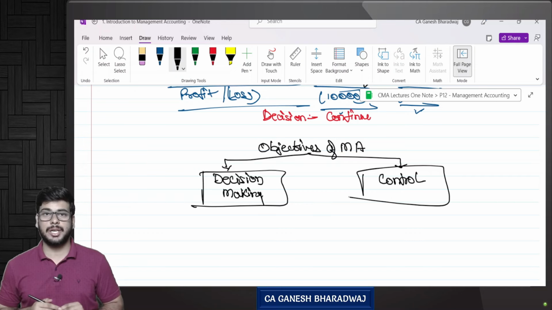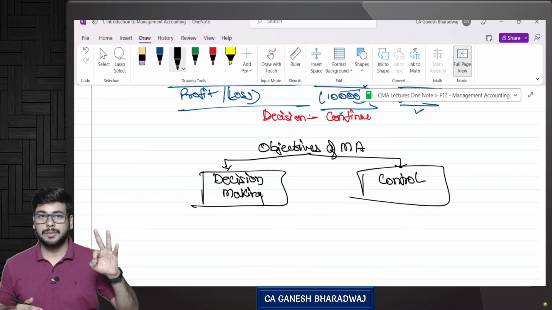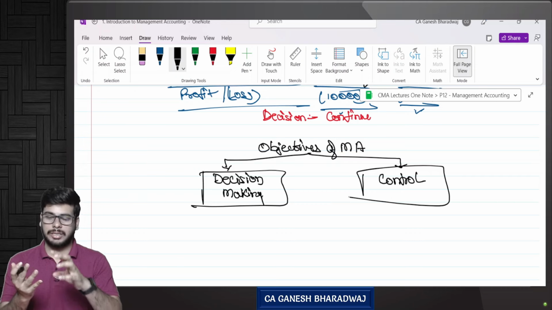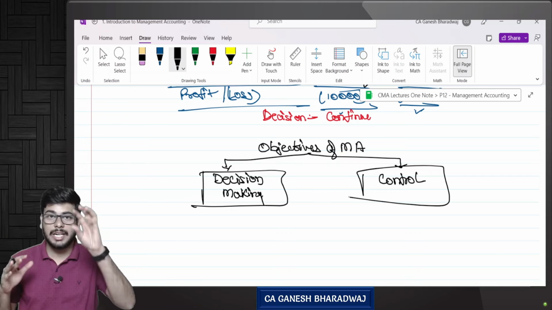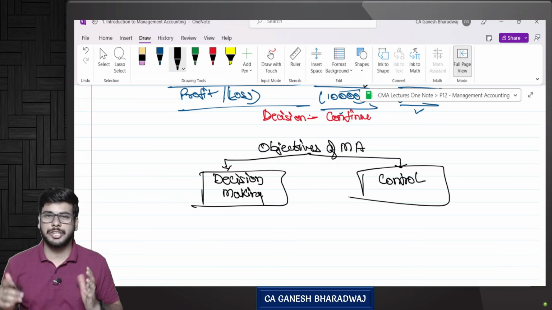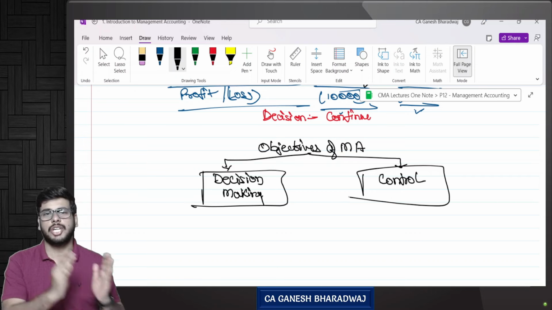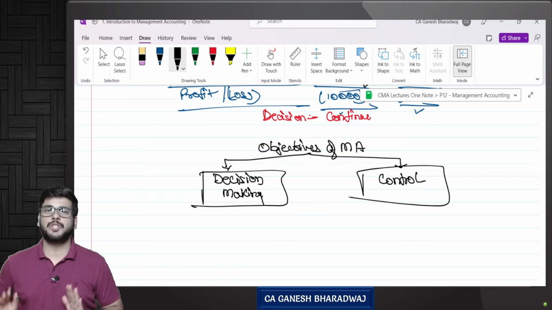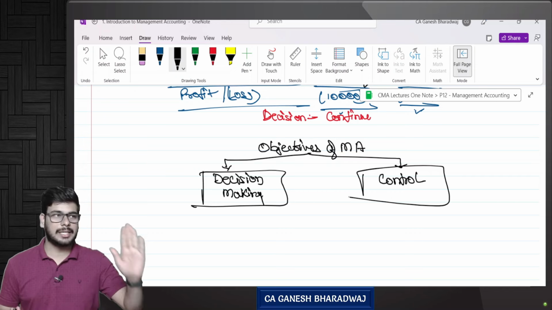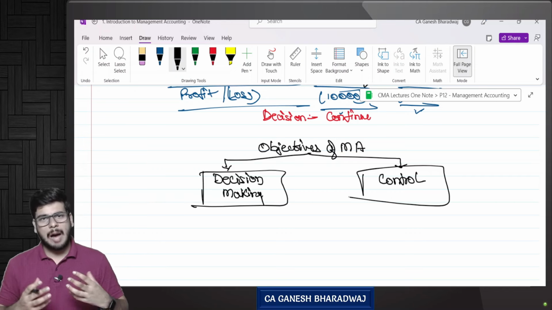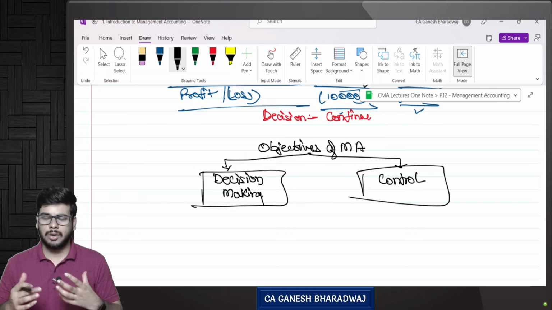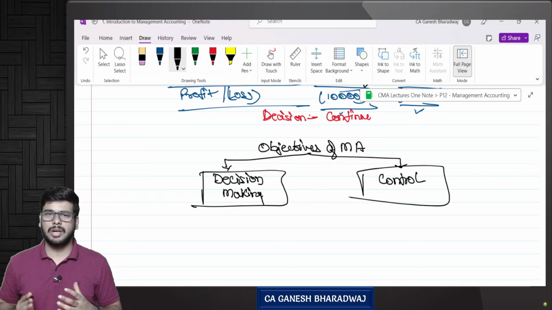That's why there are three chapters called marginal costing, standard costing, and budgetary control. These three chapters help towards achieving the decision making and control objectives. Exactly those three chapters are also there in management accounting. So these three chapters are there in cost accounting as well as management accounting. Of course, in management accounting, apart from what you have learned in cost accounting, some advanced level issues we'll also be learning here in this paper.